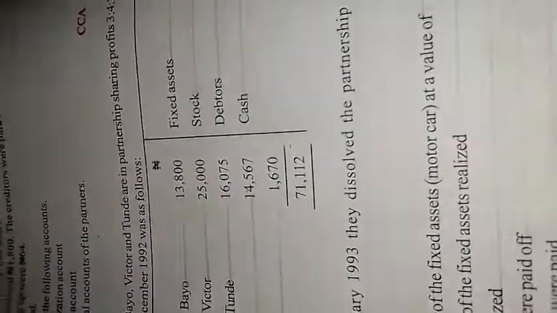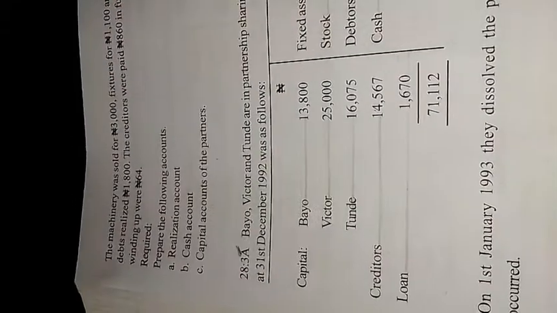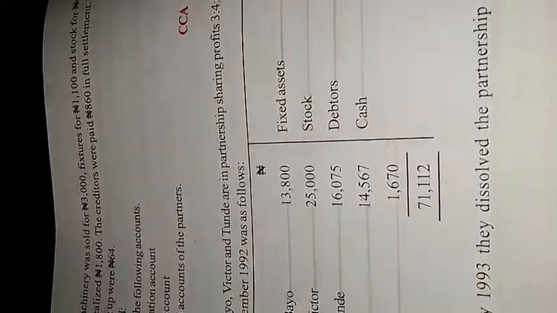Now, when the partnership business is being closed up, that is cessation, we have three accounts that we prepare. We have the realization account, the partners' capital accounts, and the cash account. These are the accounts used to close the books of the partnership business.